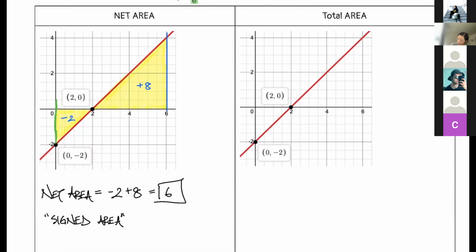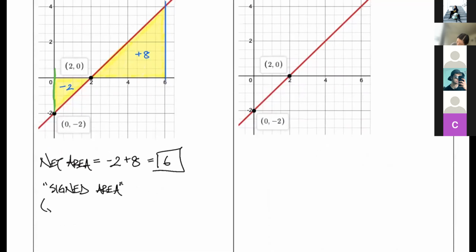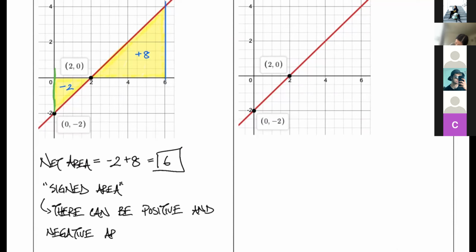Okay, so signed area, meaning there can be positive and negative area. Okay, there can be positive and negative area. And yes, exactly. Okay, there we go.